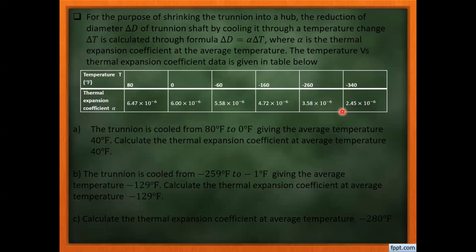Now, in these cases, you can see that our data is 80, 0, minus 60, and minus 160, minus 260, and minus 340. It's not equally spaced. So this means that we can't go for Newton forward or backward difference interpolation. We will use the divided difference interpolation to solve these parts.